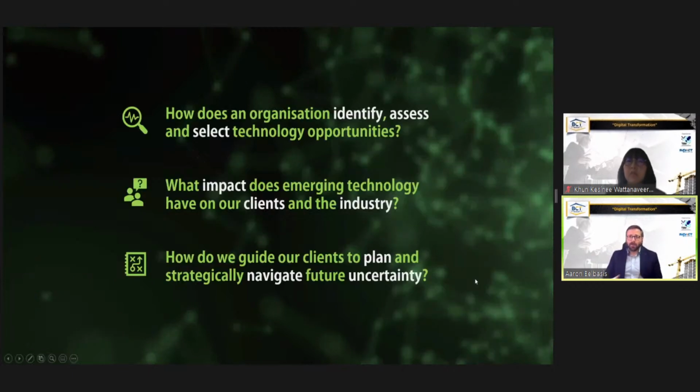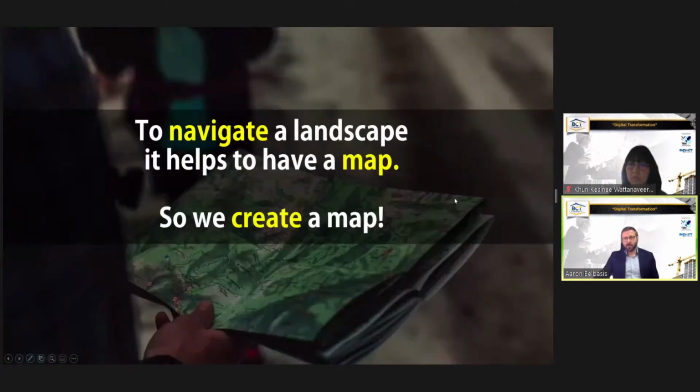And one of the things we help with is we look at how do we best identify, assess, and select technology that's coming through this landscape over the numerous years that we're approaching? How do we understand what the impact of these emerging technologies are to both our clients and the broader industry? And then with those two in mind, how do we plan and strategically navigate through the uncertainty of different technology opportunities and different situations, which we're not fully aware of what the technology implications are, but how do we best plan for that? And one of the best ways anywhere to navigate is to start with a map.